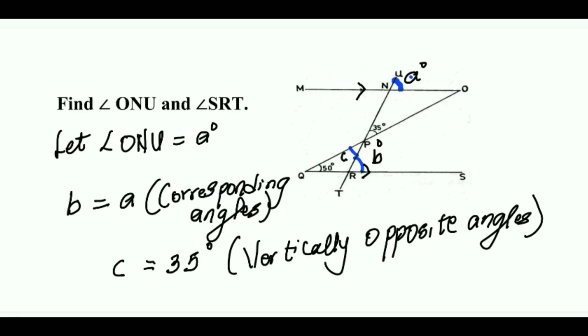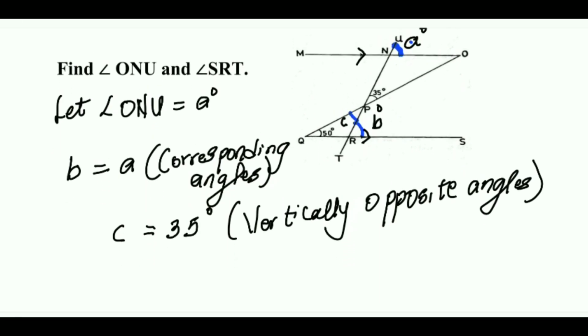These two angles are equal to each other. Why? Because they fulfill the same conditions. We call them corresponding angles because they fulfill the same conditions. Right hand side above, right hand side above. They are both angles between the transversal and the parallel line.